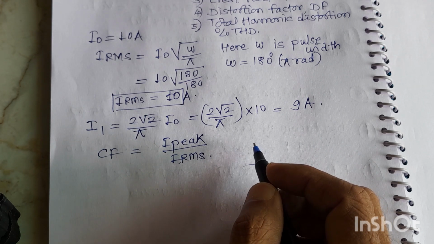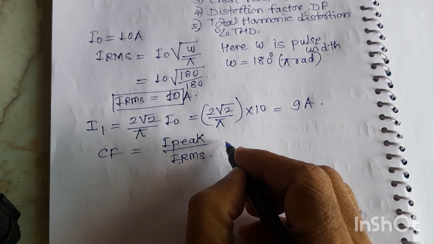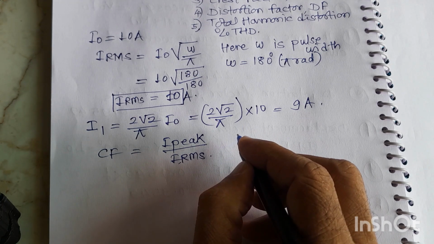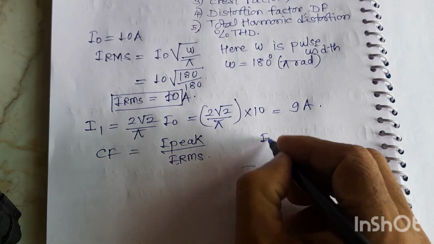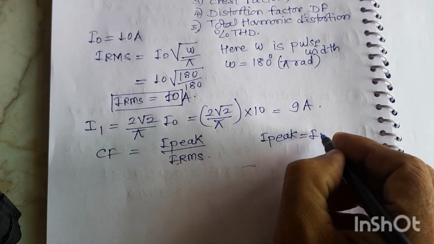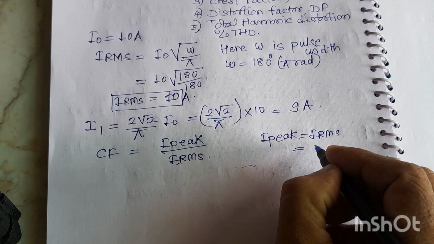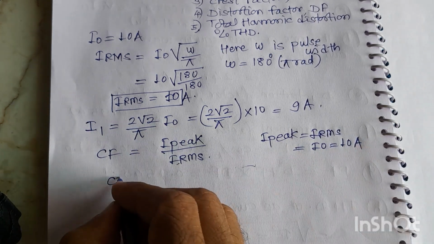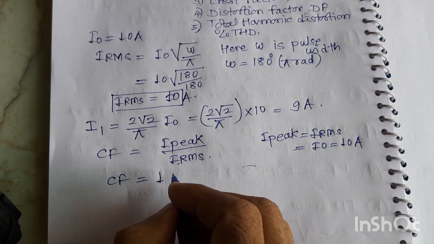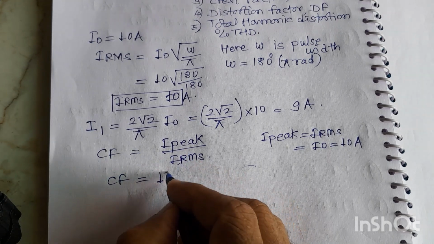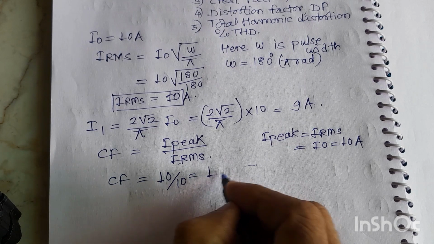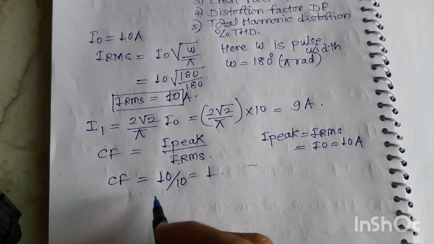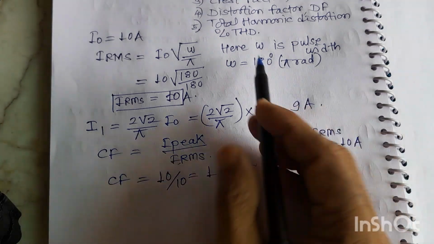For a square waveform, the current is given as 10 ampere. So therefore here I peak and IRMS are equal, and this is equal to I naught, and I naught is given as 10 ampere. Therefore the Crest factor is equal to 10 ampere by 10 ampere, which is equal to 1. So we have got here Crest factor is equal to 1.